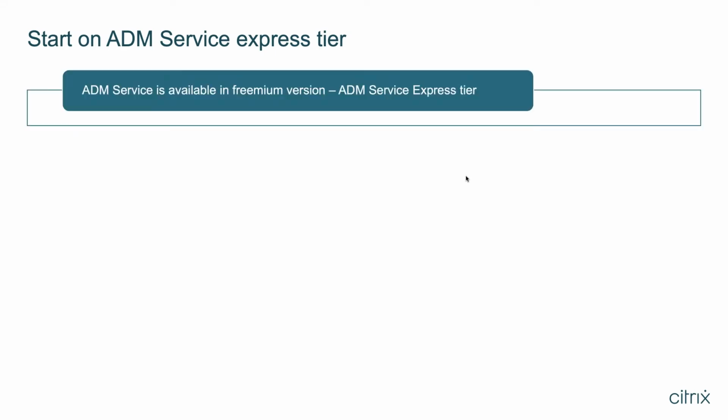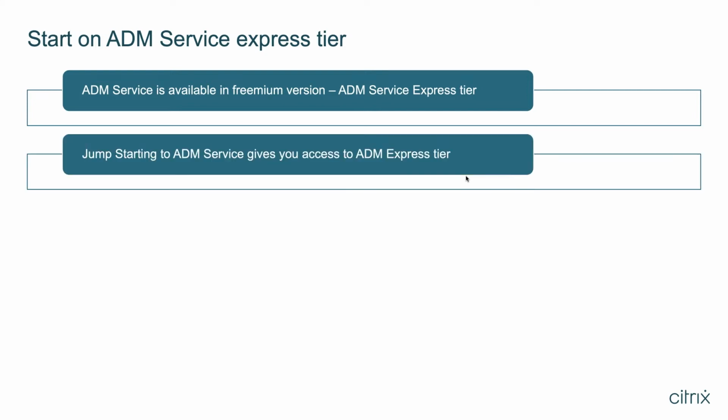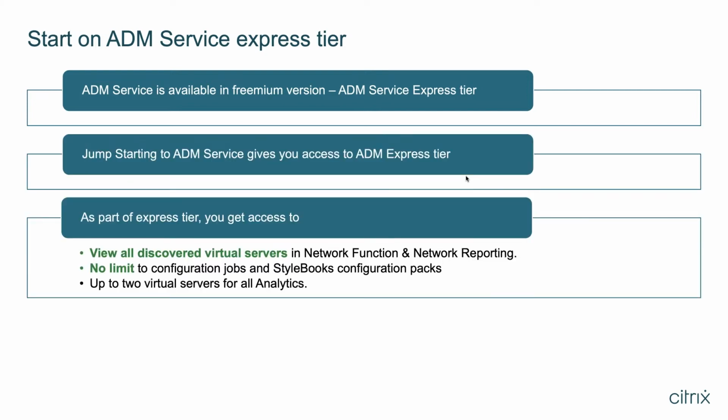So let's say you have decided to start with the service. By default, as soon as you onboard onto the ADM service on the Citrix Cloud service, you will be given the Express tier, which is a premium version, wherein pretty much everything is open. You can discover all the virtual servers, all the network functions for all the virtual servers, and the different types of virtual servers which you have configured will be available for you for the functions as well as the reporting.